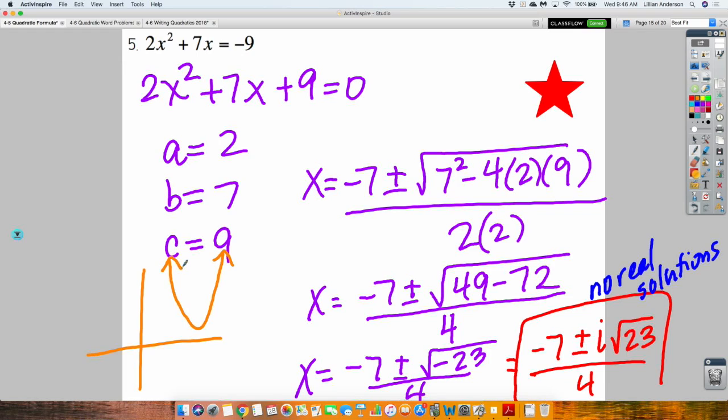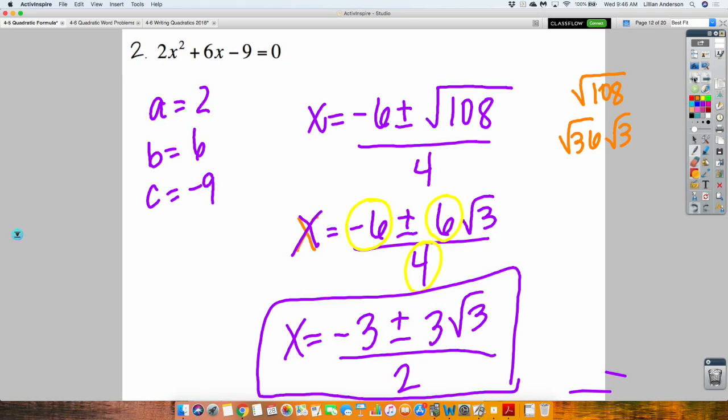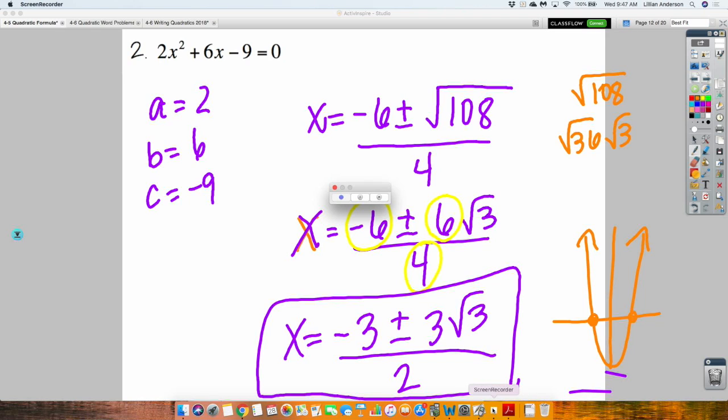A quadratic like this is something that looks like this. It doesn't cross the x-axis. So when you have an i involved or a negative underneath your square root, it's not going to cross the x-axis. But if you have something like this where it's not a pretty number, but it's still a real number, it's going to cross the x-axis to give you two solutions. So if you're ever asked to find the x-intercepts of a quadratic, you can use the quadratic formula and solve. All right? Are there any questions?